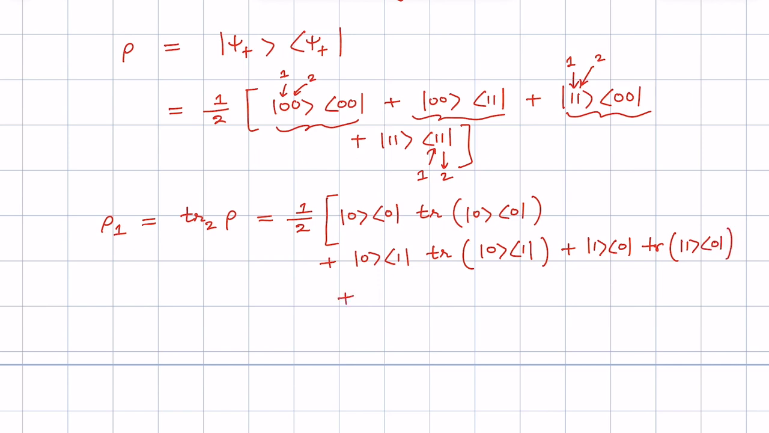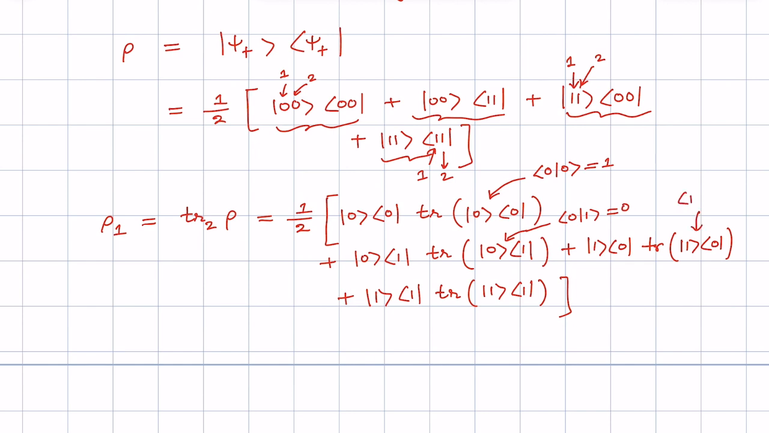And the last term will give me this. Now for this trace operation, we know the result. This is the outer product, and because of the trace you will get the scalar product <0|0>, which is obviously equal to 1 because of the normalization, and this gives the scalar product <0|1>, which is equal to 0 because of the orthogonality. Similarly here, this would be the scalar product <1|0>, which is also 0, and this one, the scalar product <1|1>, gives simply 1.